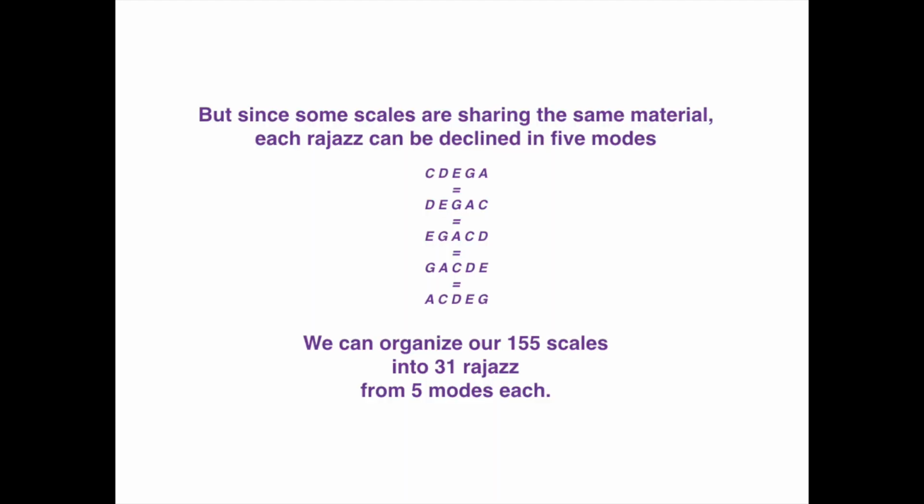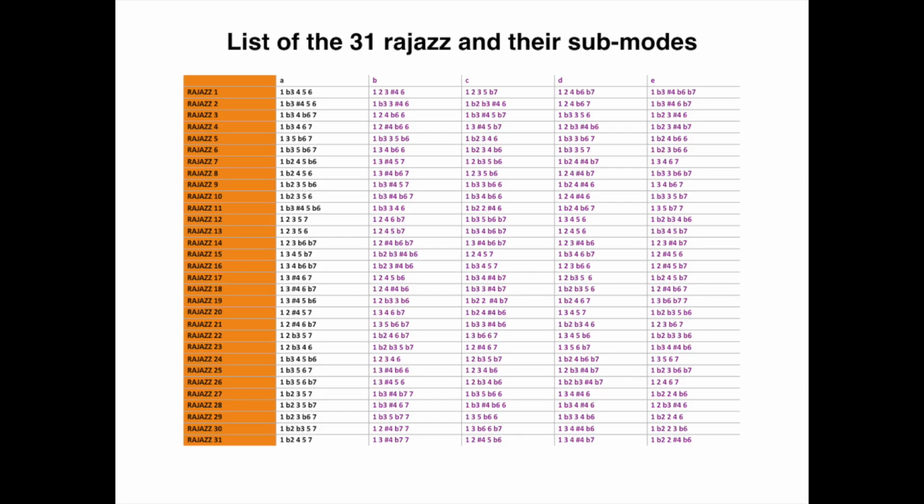But since some scales are sharing the same material, each Rajazz can be declined in 5 modes: C, D, E, G, A; D, E, G, A, C; E, G, A, C, D; G, A, C, D, E; A, C, D, E, G. They all share the same material, so we can organize our 155 scales into 31 Rajazz of 5 modes each. Here's the list of the 31 Rajazz and the submodes.